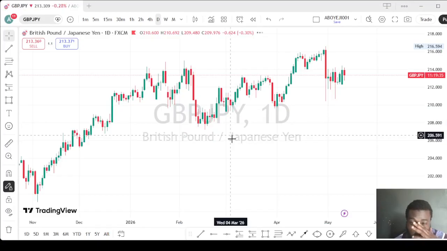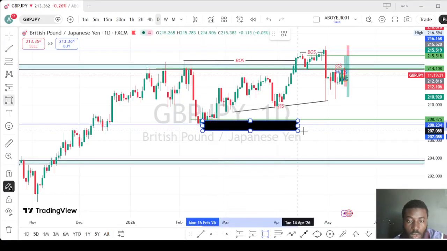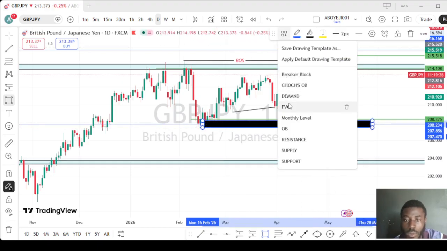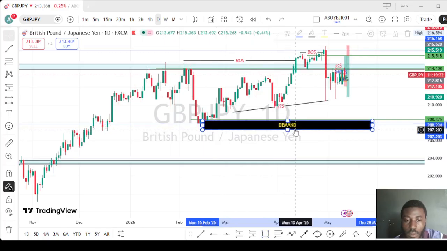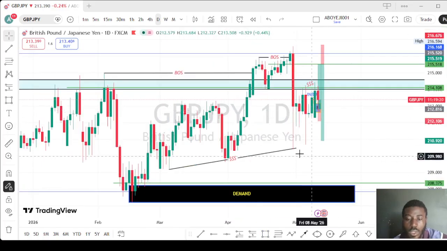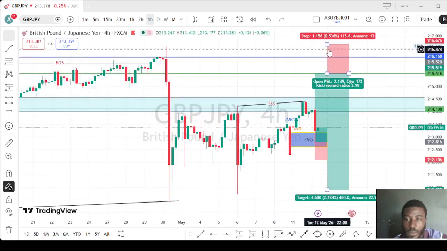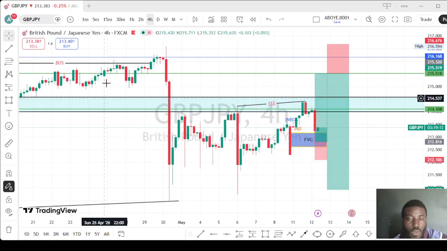On this one, there is this on this DJ also. This is a demand zone. So this is a liquidity. On the 4-hour time frame, this is where we are expecting the buy to happen. You can see this is where we are expecting the buy to happen. We don't know when the buy is going to happen.